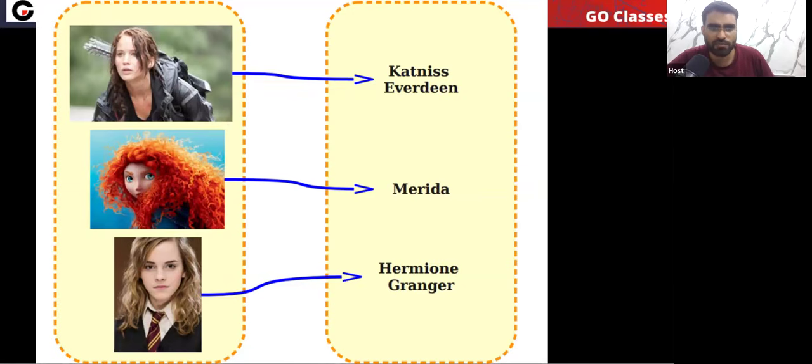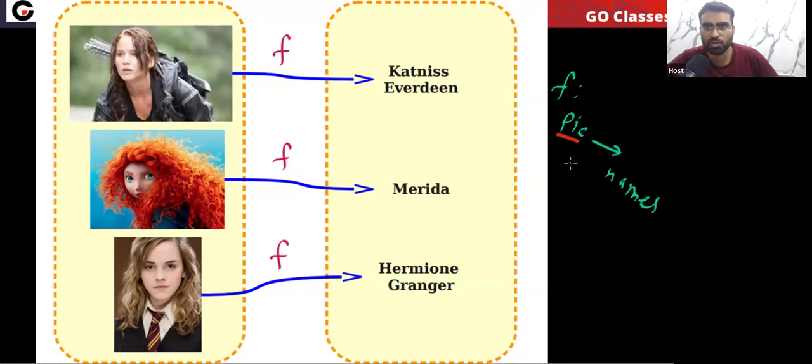What will be the inverse function? See, what is this original function doing? This is your function f. If you notice, this original function is from these actresses to the names. Is this clear? I can say from these pictures to names. So this function is from pictures to names. And remember, this is a bijection function.